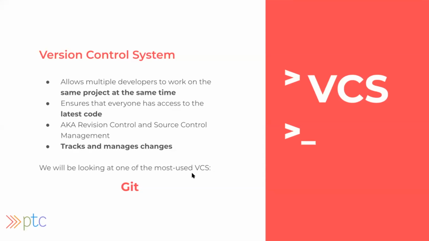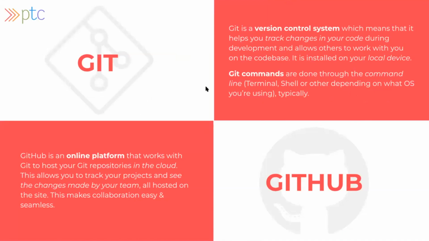Today, we will be looking at one of the most popular software in the industry, VCS, that's it, Git. Let's move on to Git. Git is a version control system that helps you check changes in your code during development so that you have a record of what has been changed, with the ability to revert back to a specific version should you ever need to. Git also allows others to work with you on the code base and lets changes by multiple people all be merged into one source.